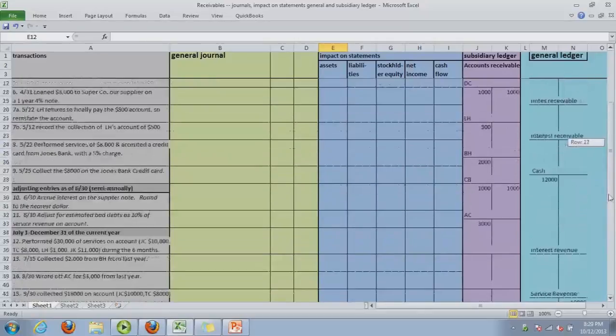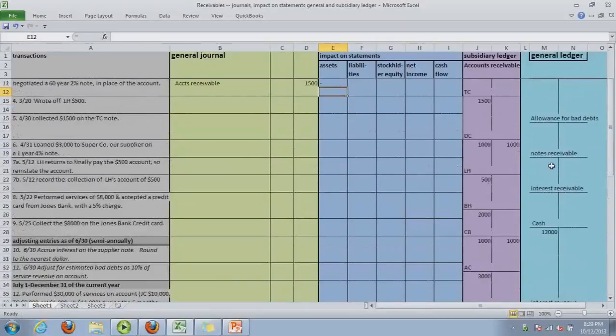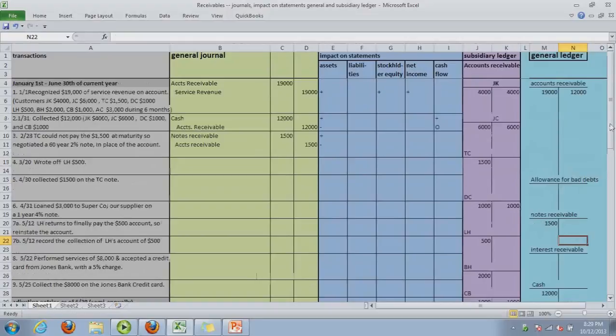What it does do for me is I need to set up notes receivable for $1,500, and somewhere here I have it. I put cash at the bottom because that's not our major focus, and I wanted to put the accounts that we use the most frequently at the top, so it's not exactly in the order that you might see it. But I'm going to take TC out of accounts receivable and move TC to notes receivable, and then also a subsidiary ledger.